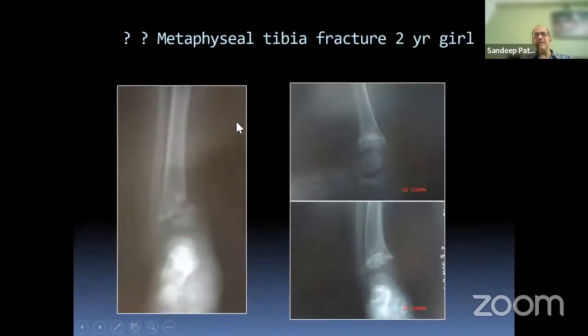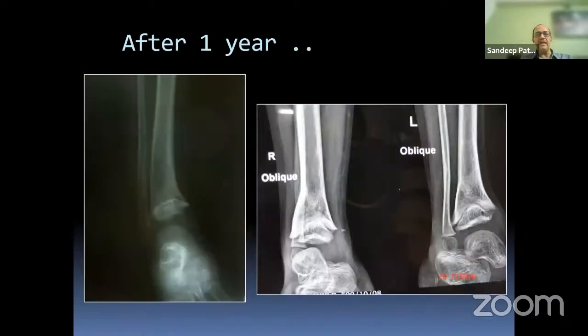Another example, a very young girl who had a Salter 2 injury to the distal tibial metaphysis. Okay, and this was treated in a plaster. They thought it's just a metaphyseal fracture. But after a couple of years, they started noticing a progressive varus deformity. Fibula was overgrowing and the tibia was showing tenting. And there was a physeal arrest with tenting of the intra-articular component.